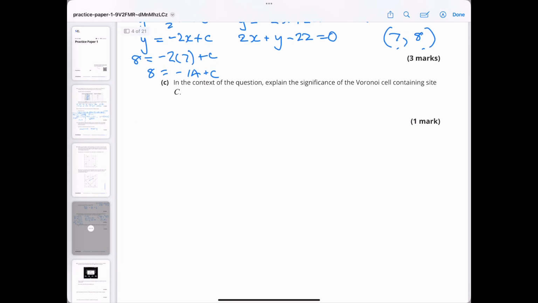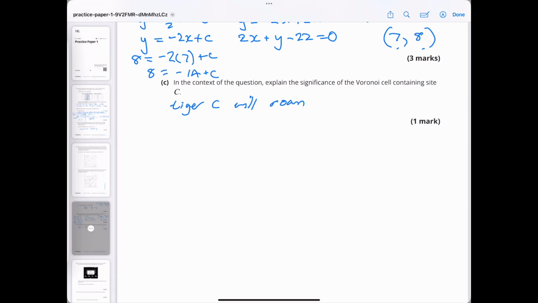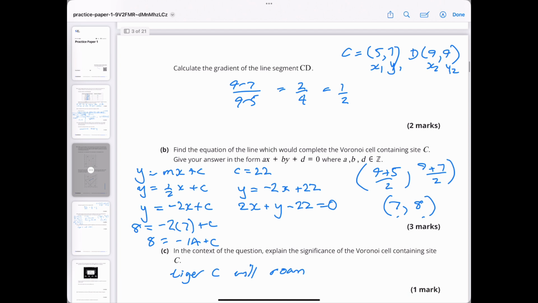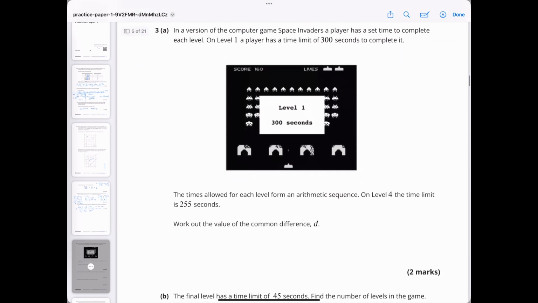In the context of the question, explain the significance of the Voronoi cell containing site C. Well, that's the area that Tiger C will roam, and everything within that little cell is closer to C. The entire area is closer to C than any other letter. That's all that means.